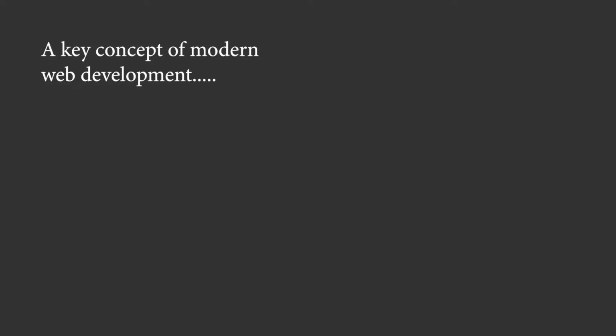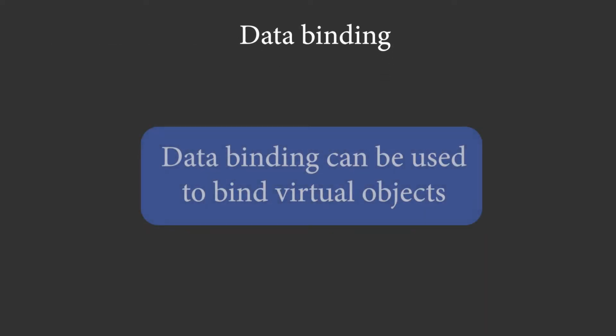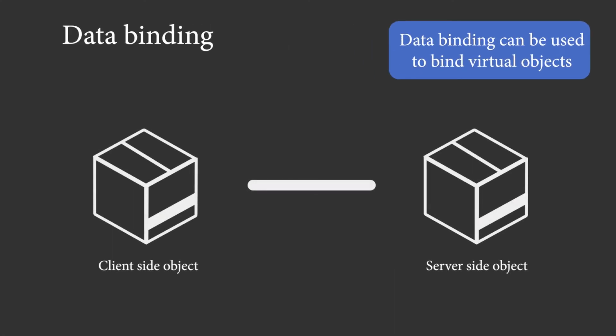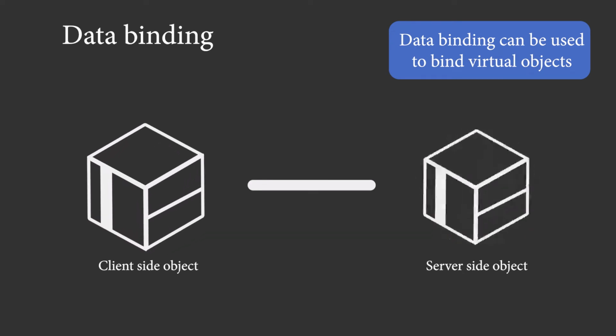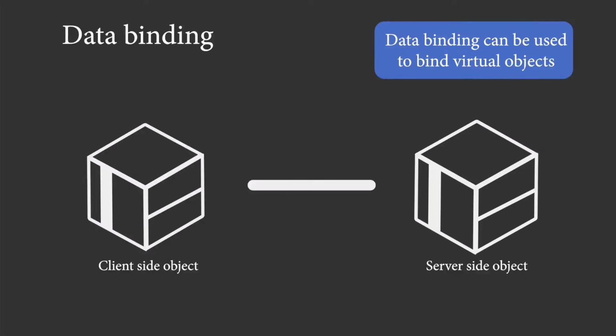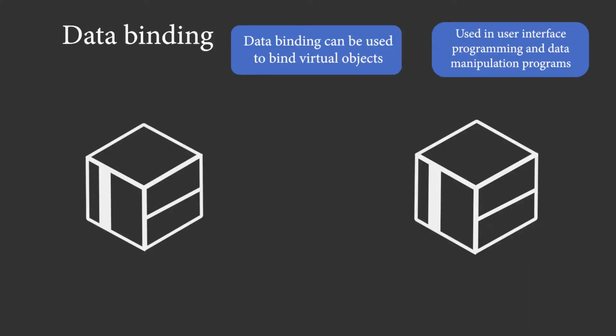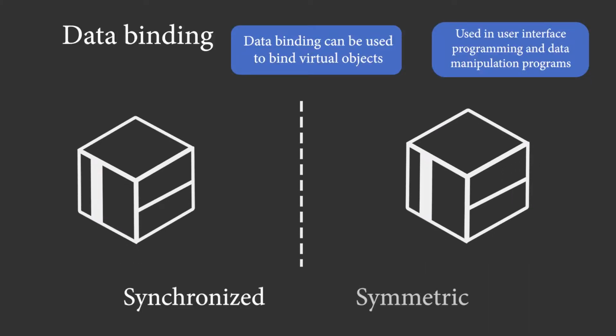Before we proceed to the exploit, we need to understand a key concept of modern web development: data binding. Data binding is a widely used technique in web services that help bind virtual objects. This binding will ensure that whatever changes that happen to an object on one side will be reflected in the other object. Data binding is widely used in user interface programming and data manipulation applications, as it ensures that the objects from both sides are synchronized and symmetric.